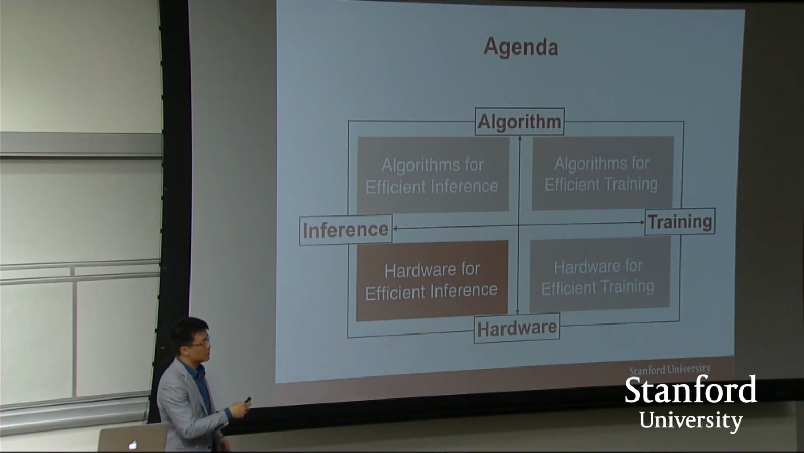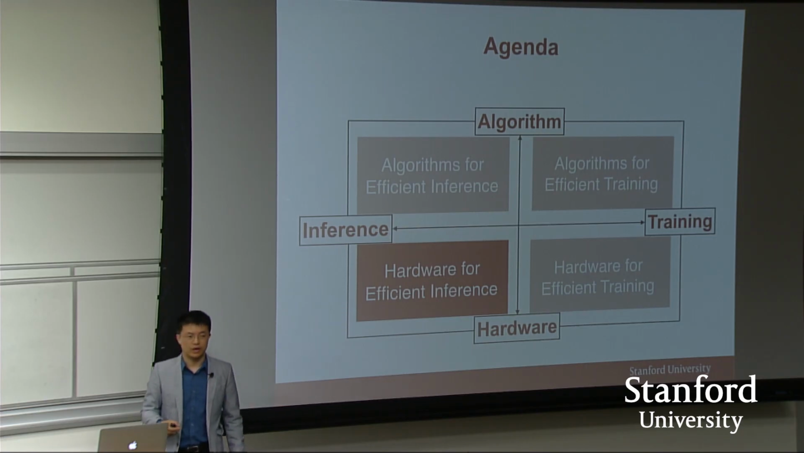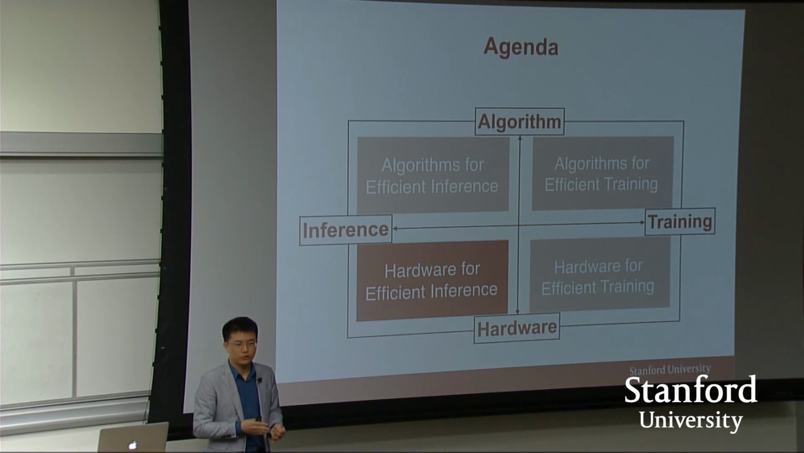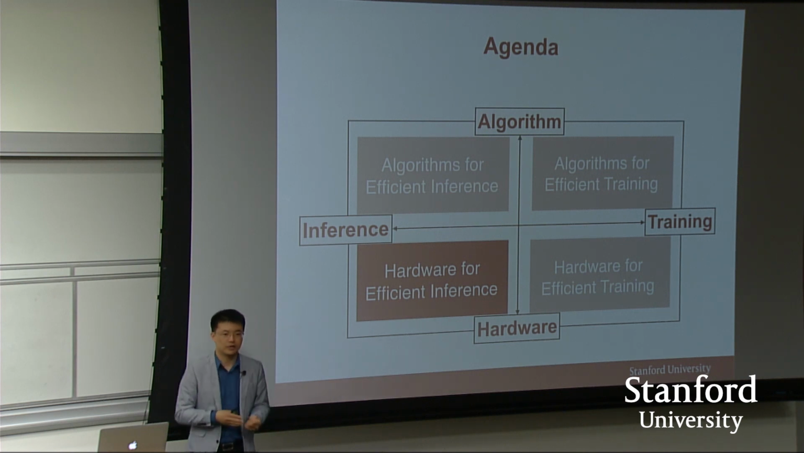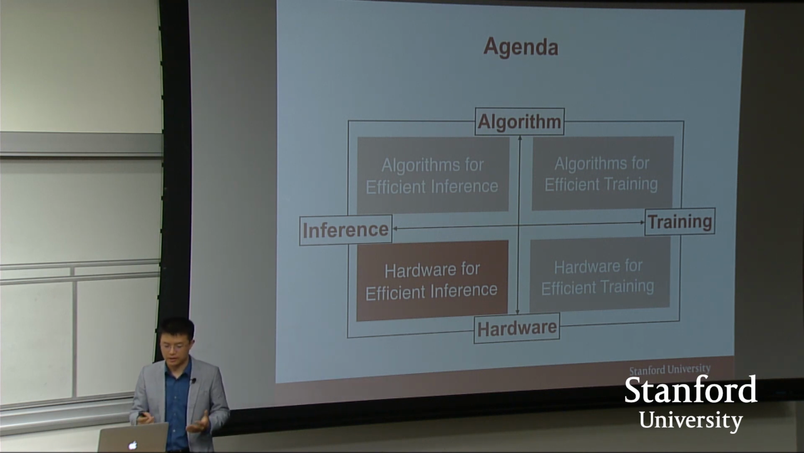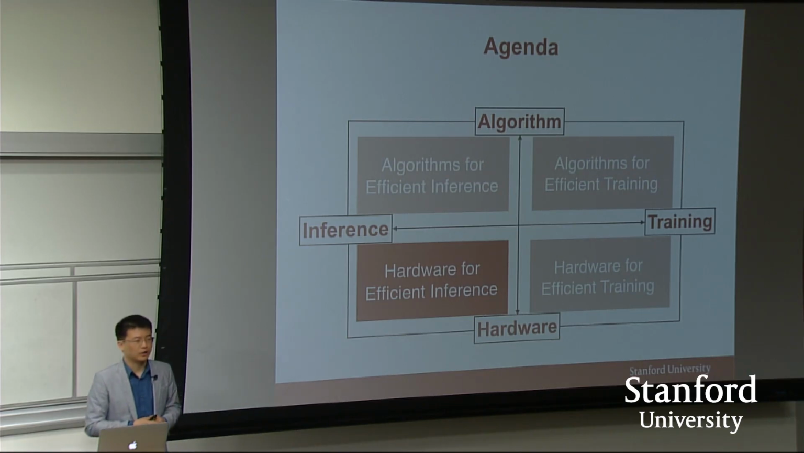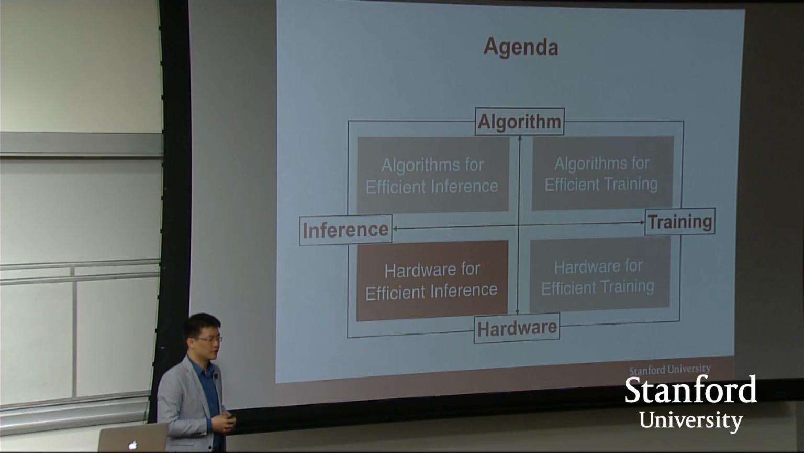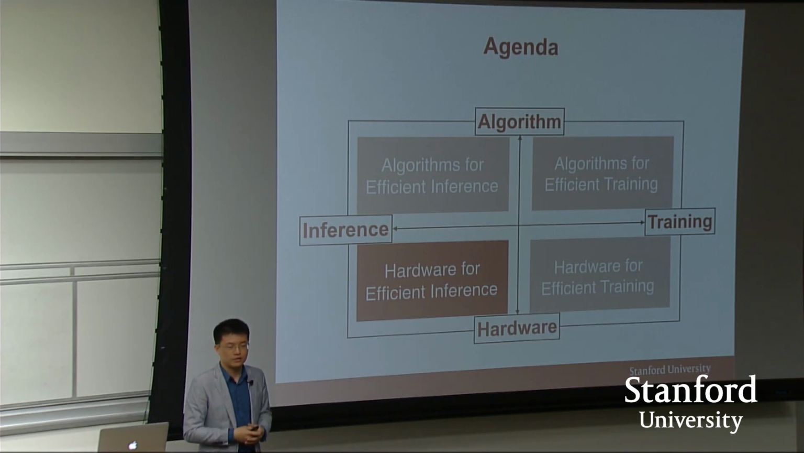Okay, so so far we have covered those efficient algorithms for efficient inference, right? We covered pruning, weight sharing, quantization, and also Winograd, binary, and ternary. So now let's see what is the optimal hardware for those efficient inference. For example, what is a Google TPU?